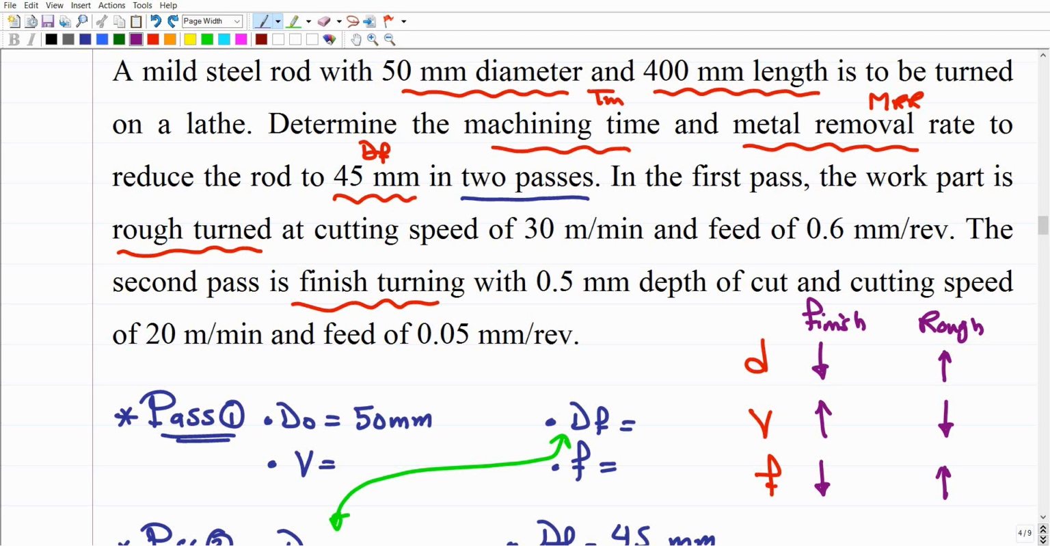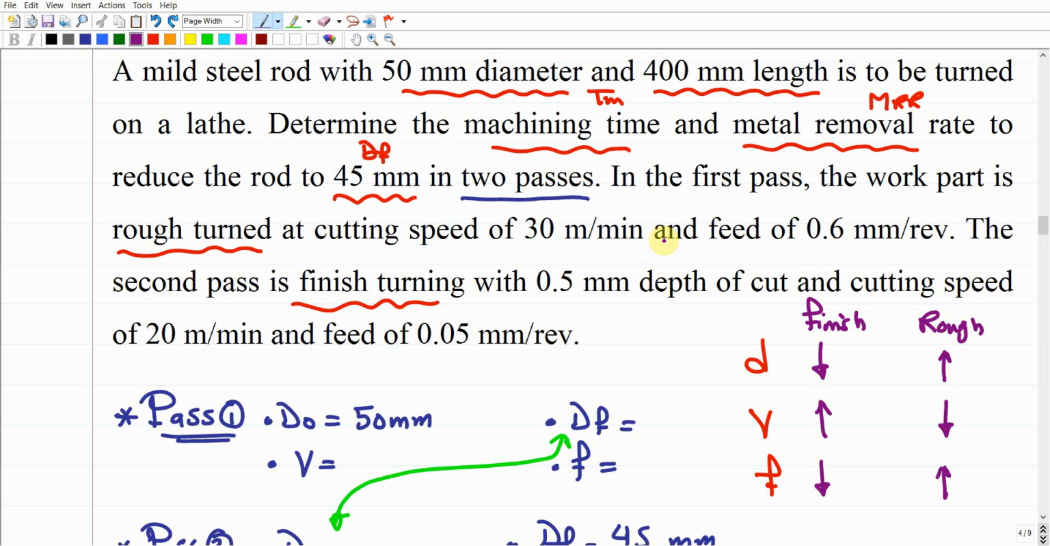And all the time, the finishing pass or the finishing operation should be done after the rough turning. We have to do rough turning first, then finishing after that. So that's why in the first pass we're gonna do rough turning. It means that we're gonna remove lots of metal, but we won't go all the way down to 45 millimeter. We're just gonna leave, let's say, 0.5 millimeter at the end to be removed by finishing. So this will be explained as already given here.